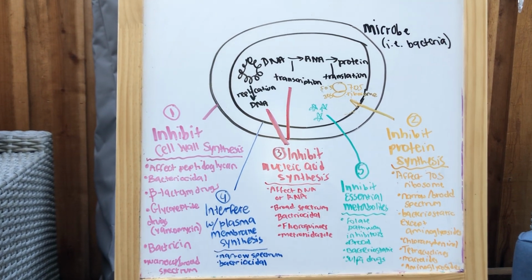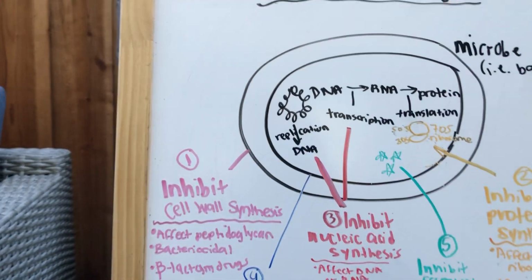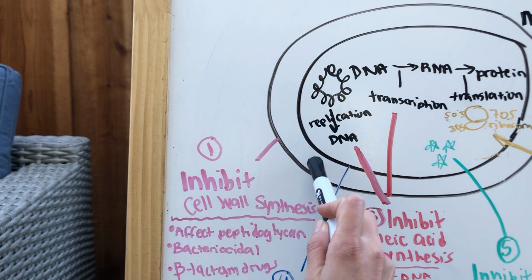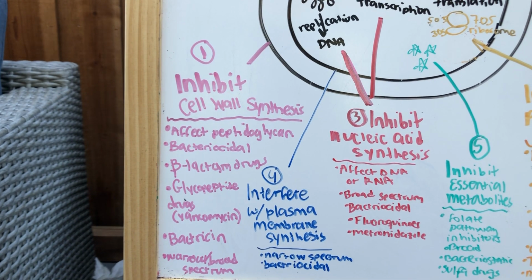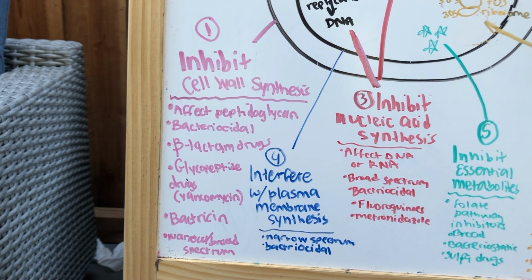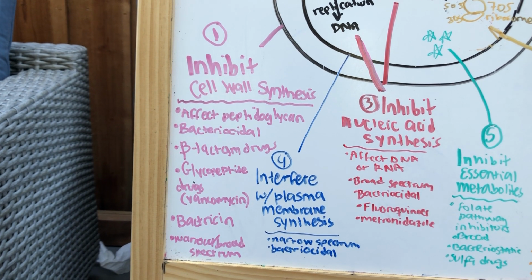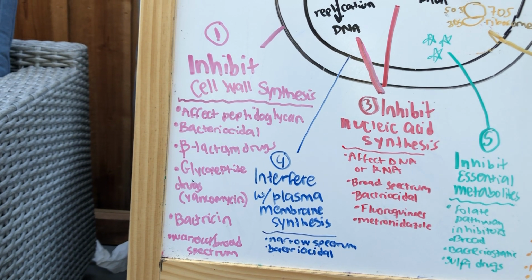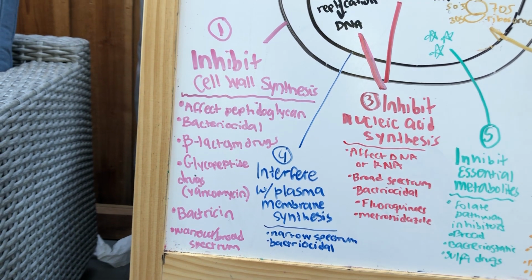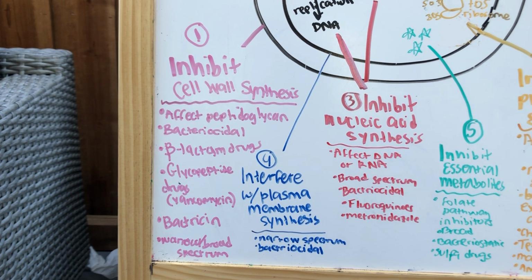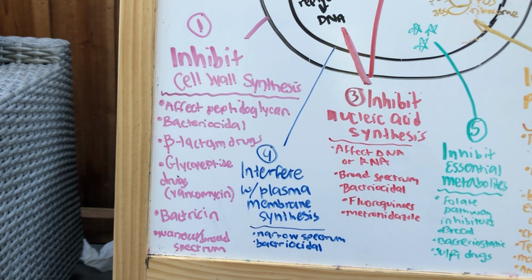Some drugs work by inhibiting cell wall synthesis. So basically, you're targeting your cell wall. These drugs inhibit cell wall synthesis, and typically cell walls are made up of peptidoglycan, so these drugs affect peptidoglycan. They're bactericidal, so drugs in the class of inhibiting cell wall synthesis kill bacteria because bacteria need that cell wall for protection.